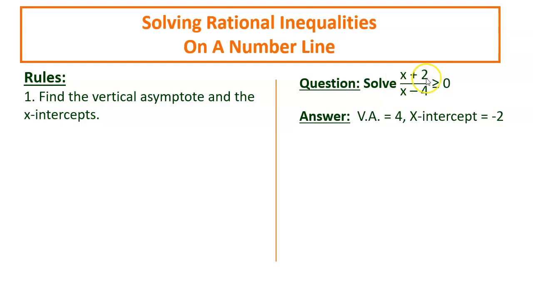Since this is a linear expression, we will have a single value of x which will make this numerator equal to 0. It will be x plus 2 equal to 0, so x equals negative 2. So this is the x-intercept of this rational function or rational expression. The x-intercept is equal to negative 2.